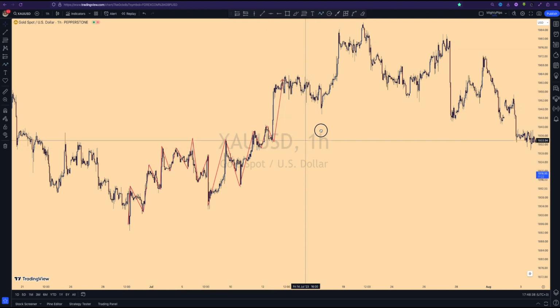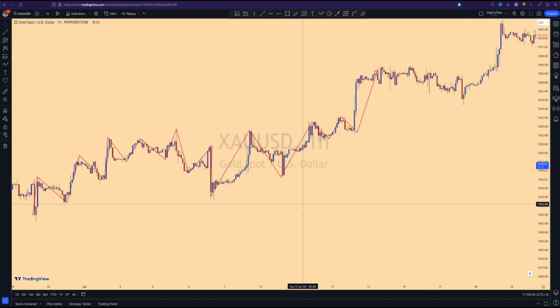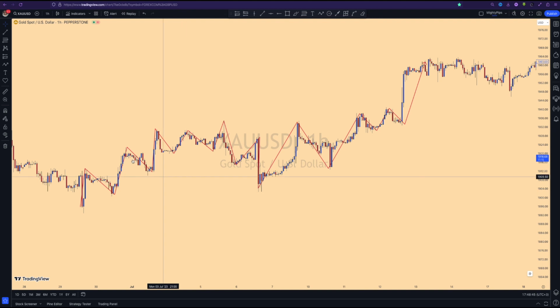Now, let me zoom in just so you guys can see this structure clearly. So this is on the 1 hour chart, guys. This is on the 1 hour chart.